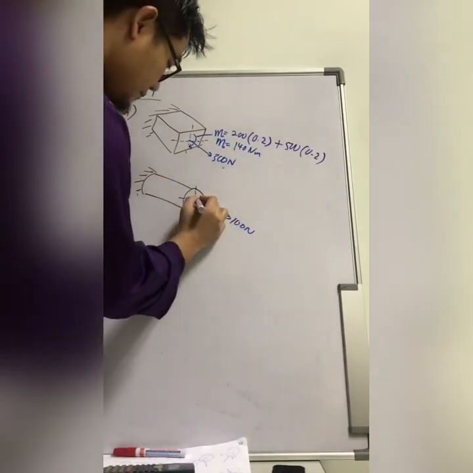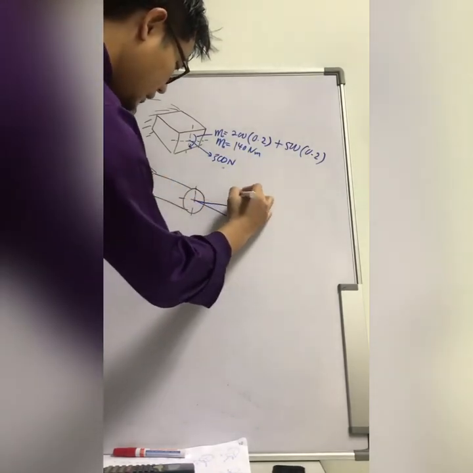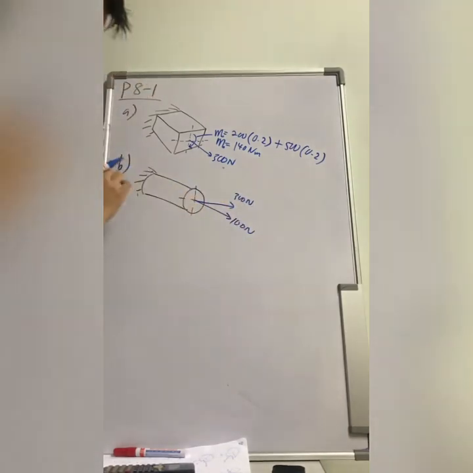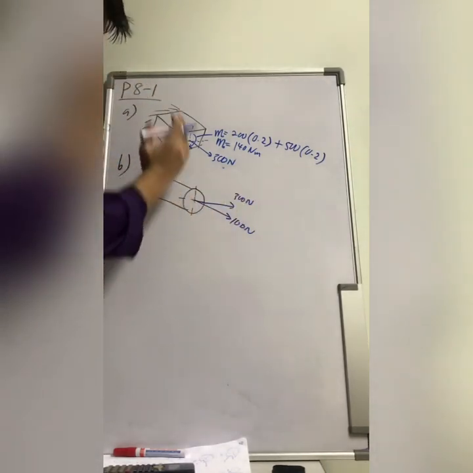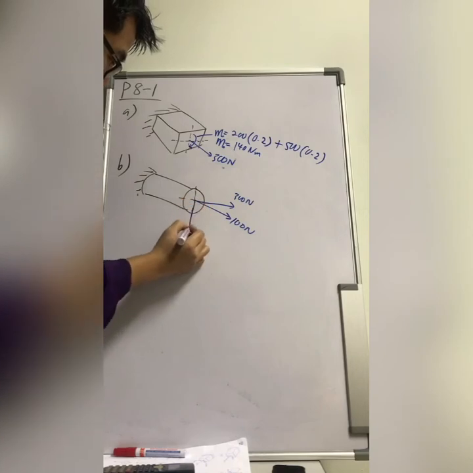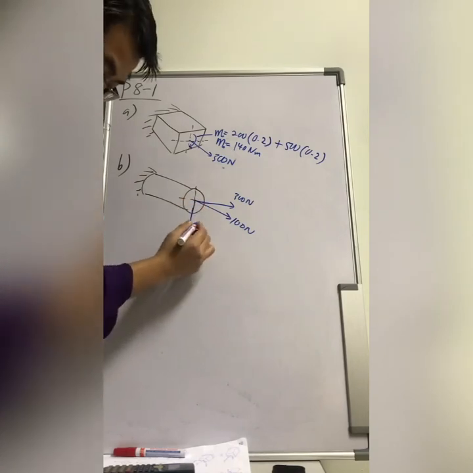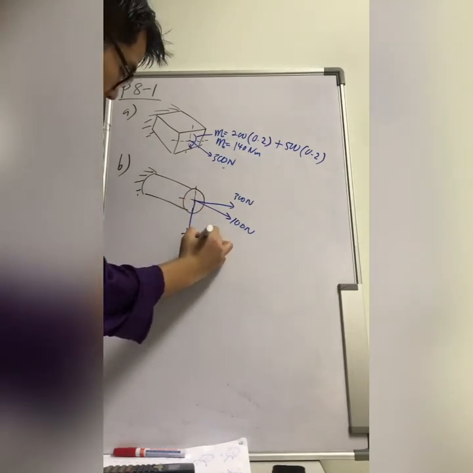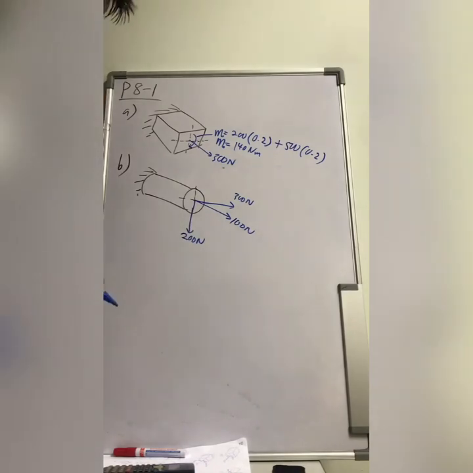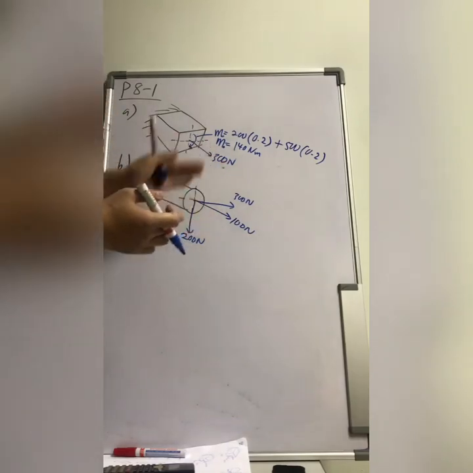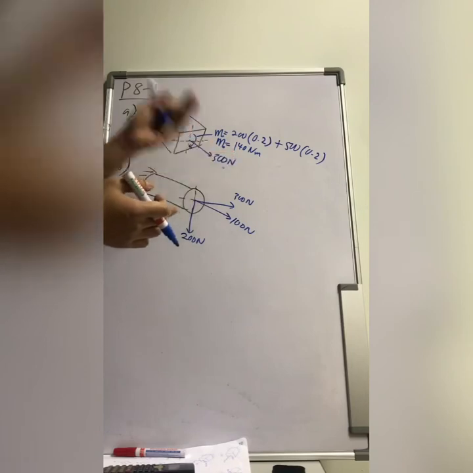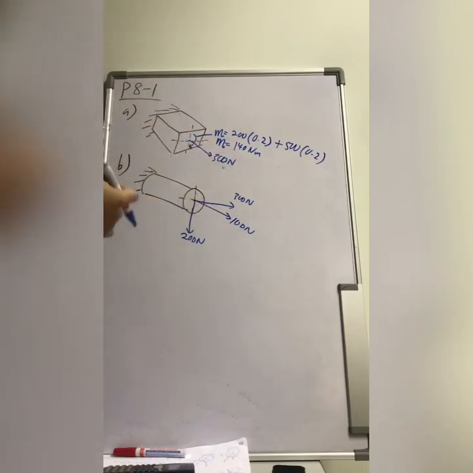You have 300 Newton along this, and then you have this one, which is how much? 200 Newton. So these three are the loads, the forces. Do you have anything else? What else do you have?